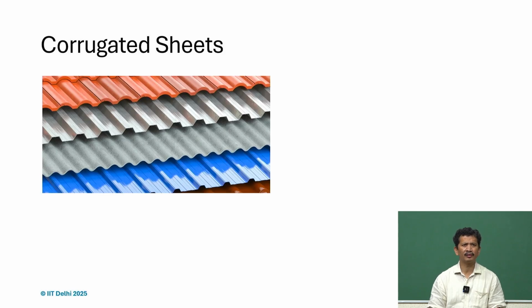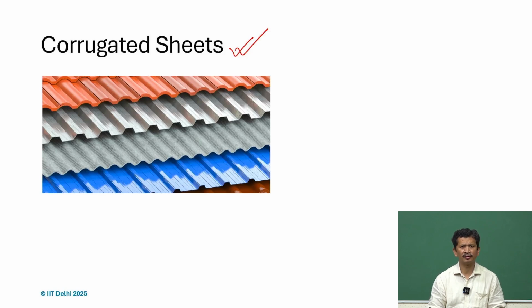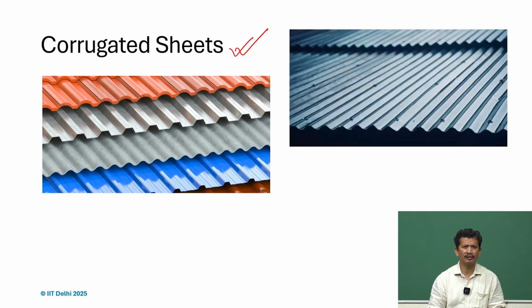Another very good example that we see very often is the corrugated sheets, and they are everywhere. I think we can encounter them while going to our offices or visiting any place. It is one of the widely used structural materials to make roofing. Looking closely at it, we realize that this corrugation provides a lot of bending stiffness.